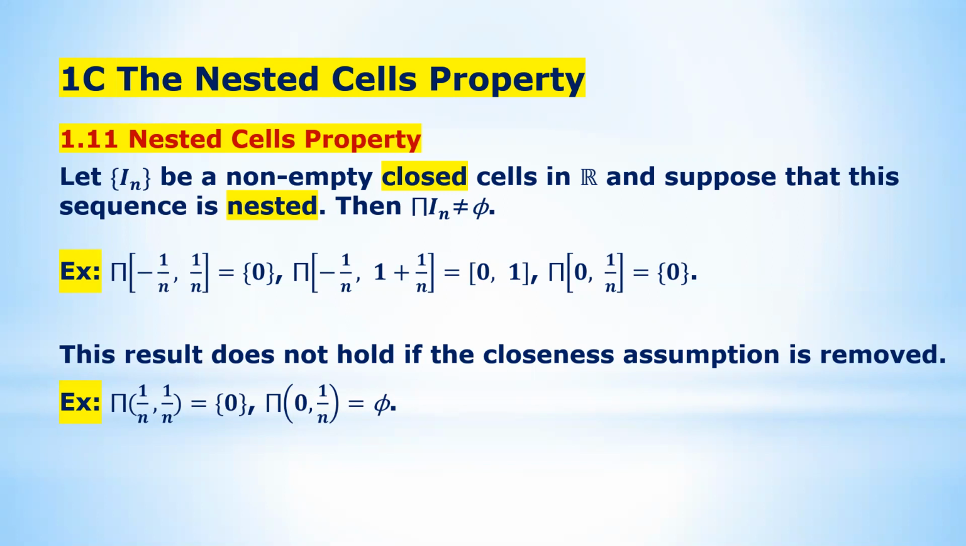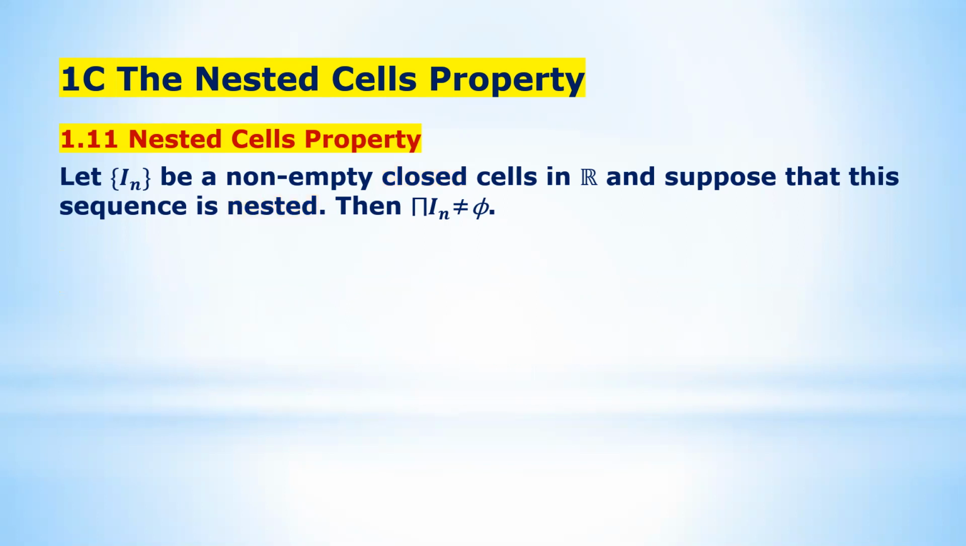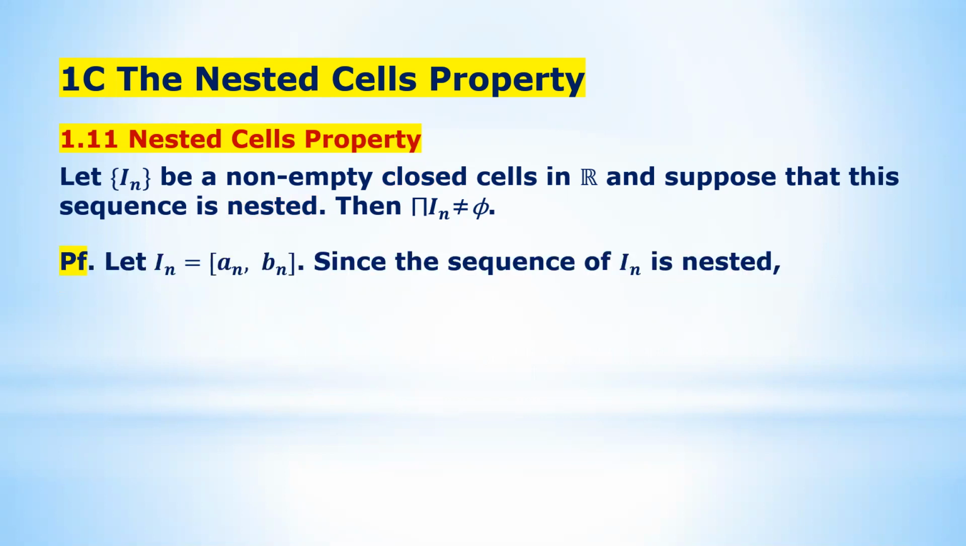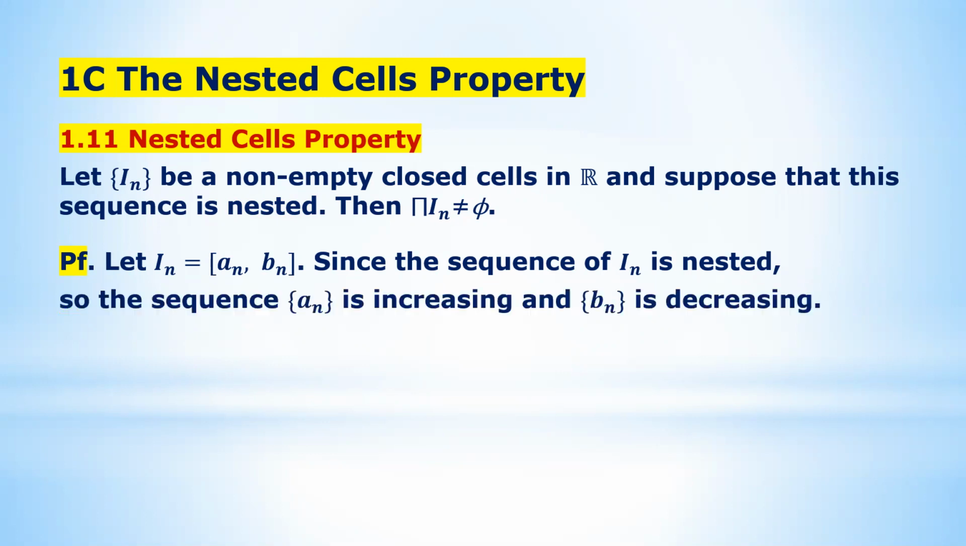Now let's look at how we can prove it. This is what we want to prove. First, we have a sequence I_n, where I_n equals [a_n, b_n]. We have the assumption that the sequence is nested. What does it imply? Since I_n is made up of a_n and b_n, if the I_n are nested, this means that a_n is increasing and b_n is decreasing.